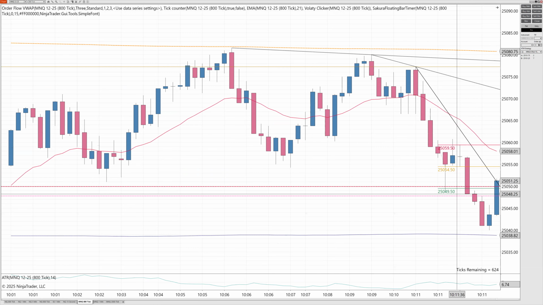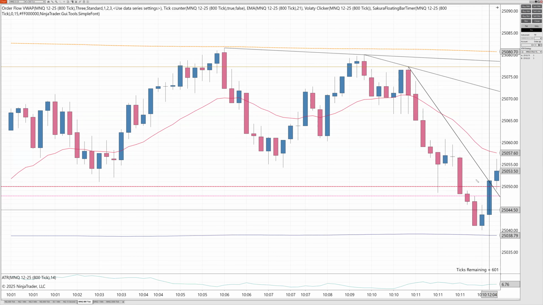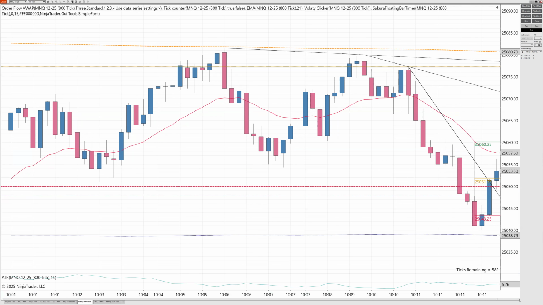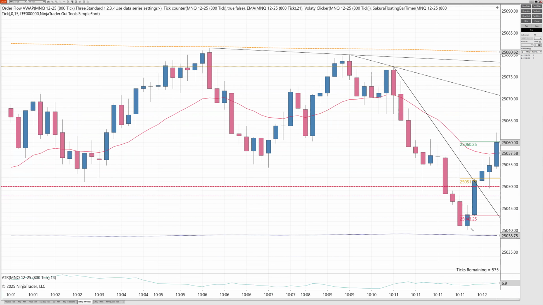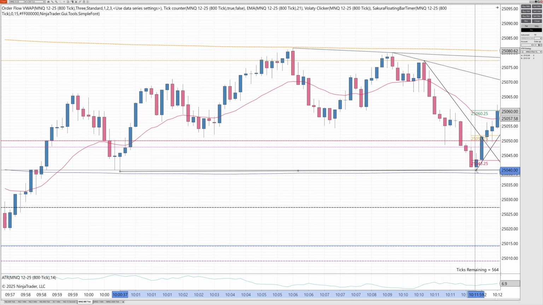And now we have a bullish trigger right there, but we have the EMA in the way. So I'm not taking this one. Did end up working though. We also have a higher low situation. We're going to go ahead and mark that.